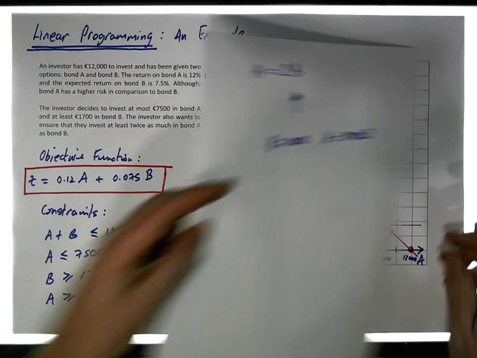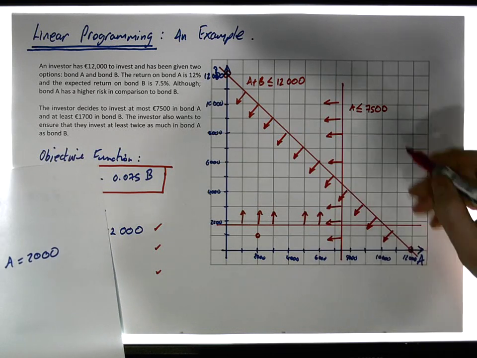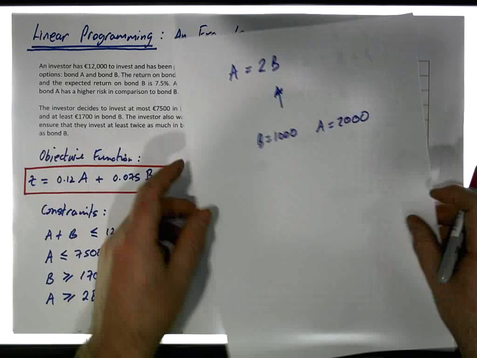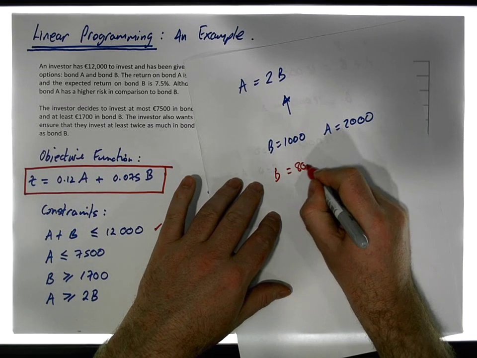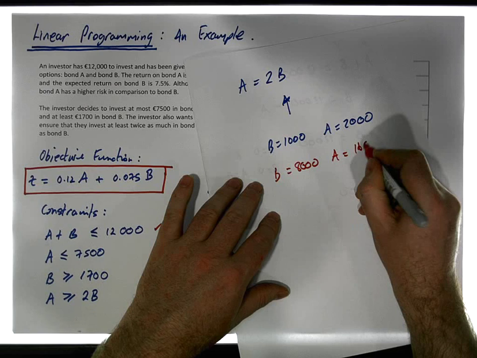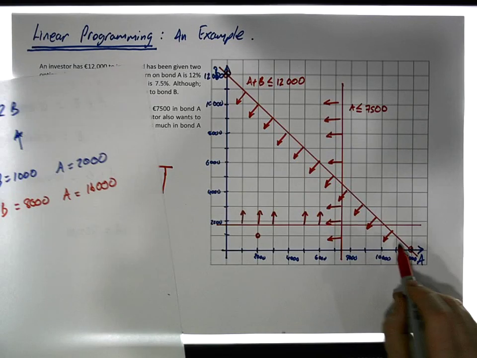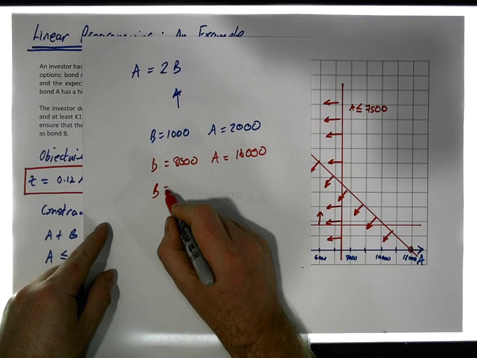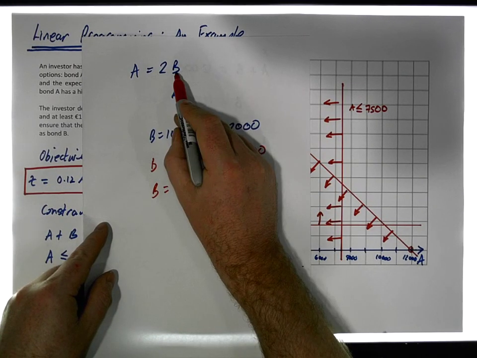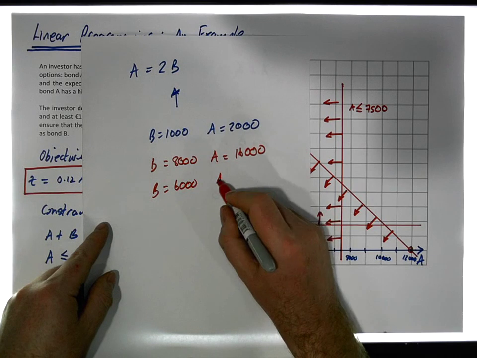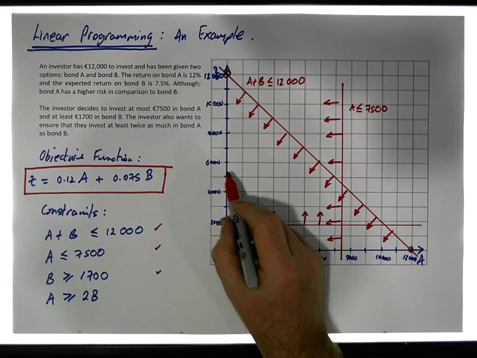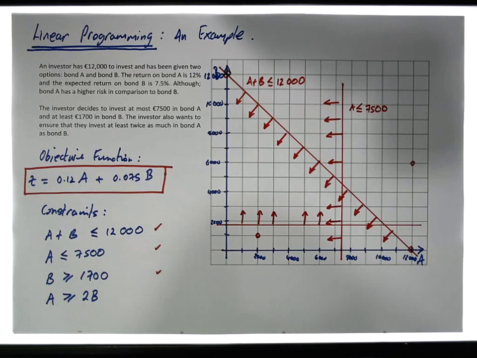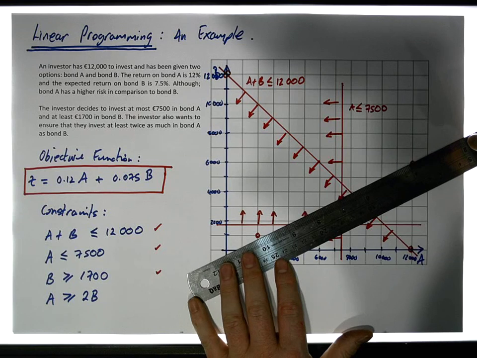But let's choose another point. Let's say out here. Let's say when b is 8,000, we get a must be equal to 16,000, which is effectively too far out. So let's come down a bit. When b is 6,000, twice 6,000 is 12,000, so a must be equal to 12,000. So another point on the line is 6,000, 12,000, which is right here. So now we have another line that constrains our problem, and you can see it goes through 0, as expected.